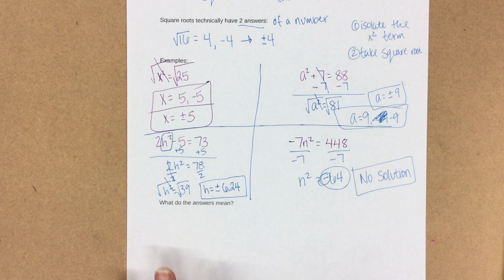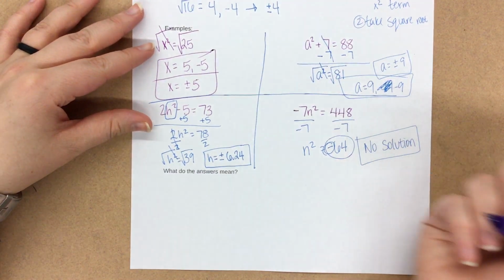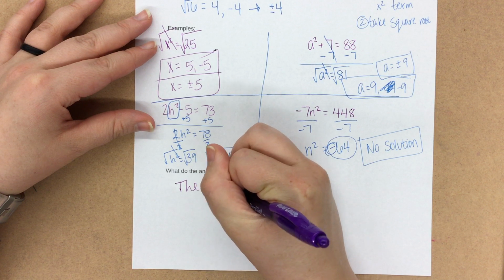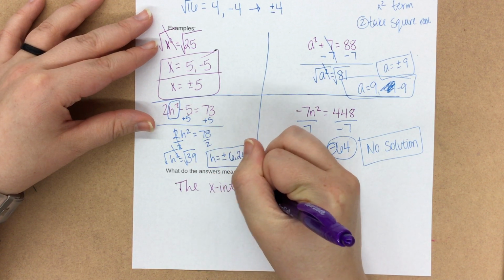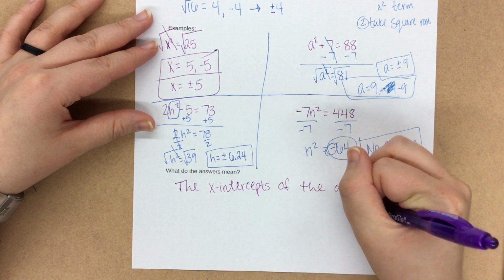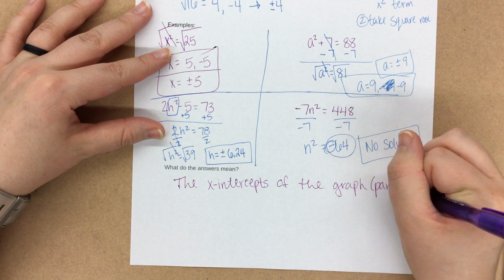All right, so what do these answers mean? What do they tell us? Okay, that's great. I found out what x is, but what does that actually mean? Okay, so these answers, what x equals, these are the x-intercepts of the graph. Okay, and remember that graph makes that U shape. It's called a parabola.